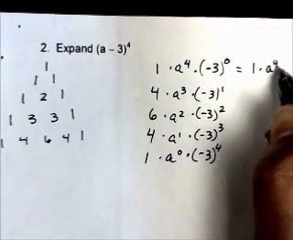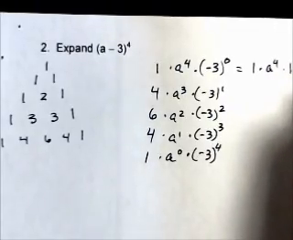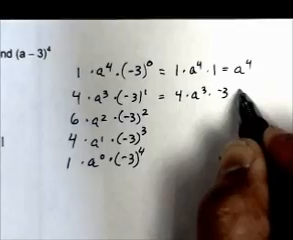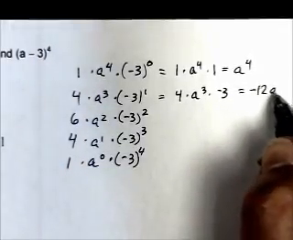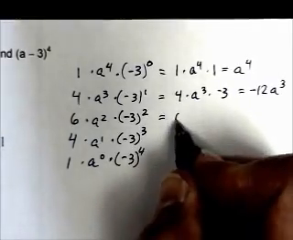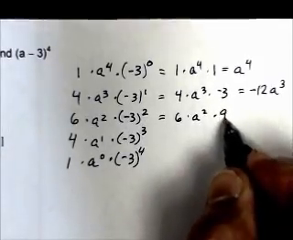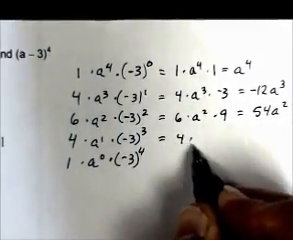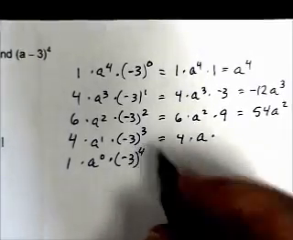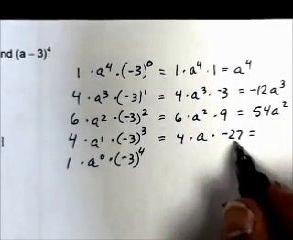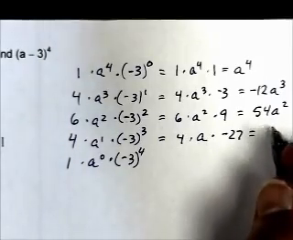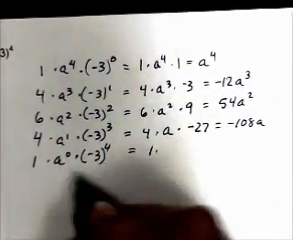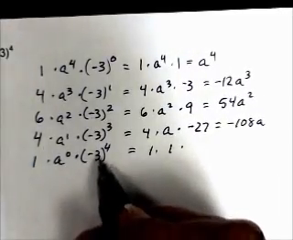Okay, so now we compute each. This is 1 times a to the 4th times negative 3 to the 0 is 1. That's a to the 4th. This is 4 times a to the 3rd times negative 3. This is multiplication. Negative 3 times 4 is negative 12, a to the 3rd. This is 6 times a squared times negative 3 squared is positive 9. 6 times 9 is 54, a squared. This is 4 times a to the 1st is a, times negative 3 to the 3rd is negative 27. Negative 27 times 4 is negative 108, a. And 1 times a to the 0 is 1, times negative 3 to the 4th is a positive 81.